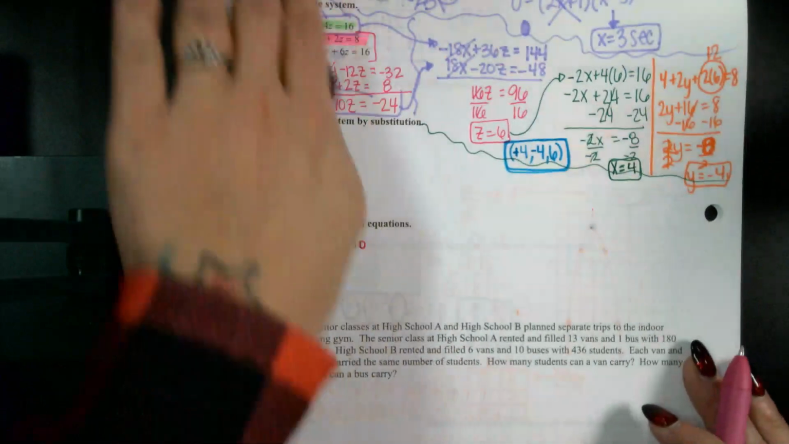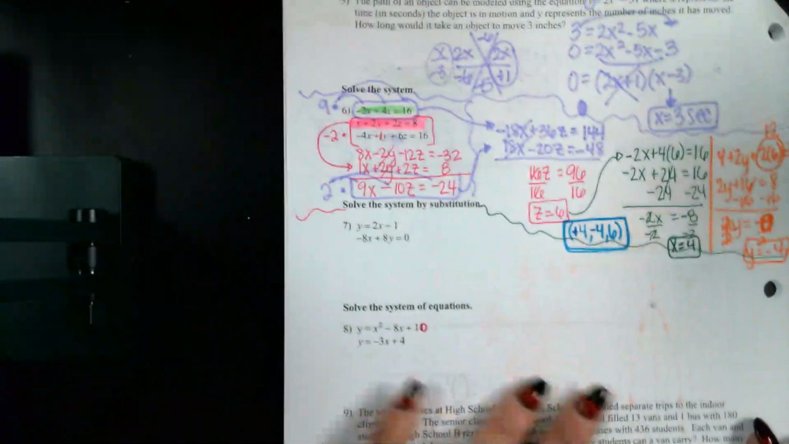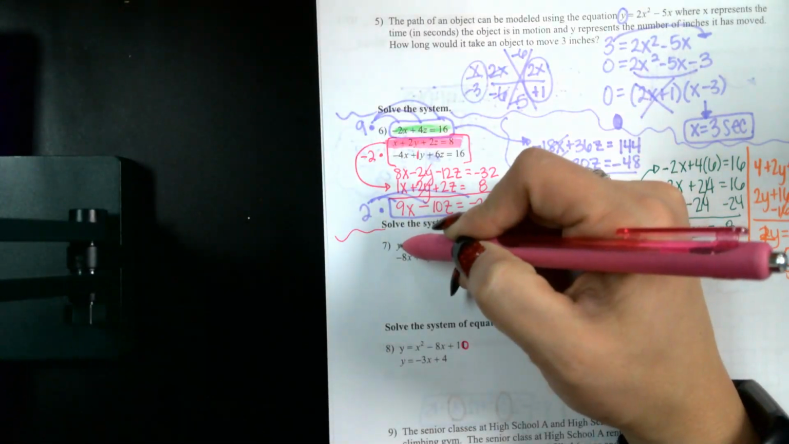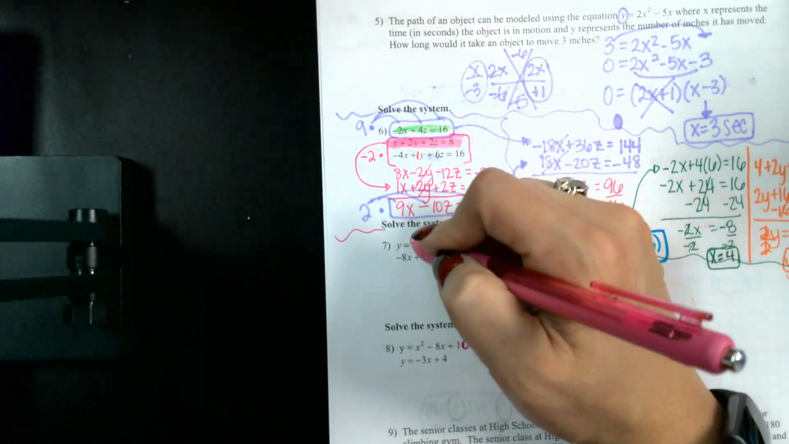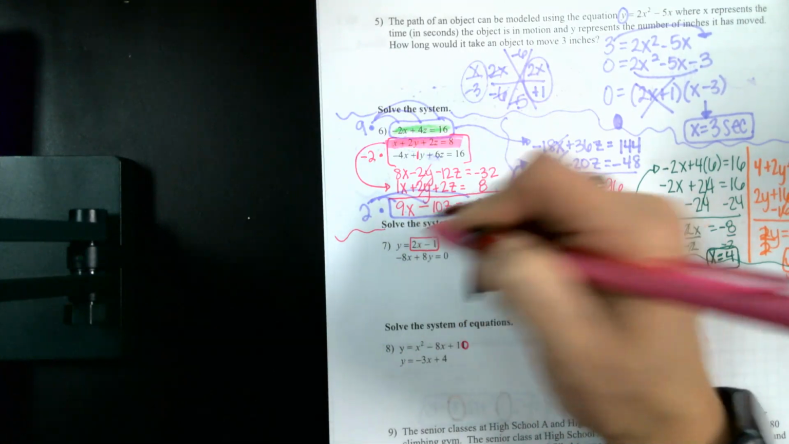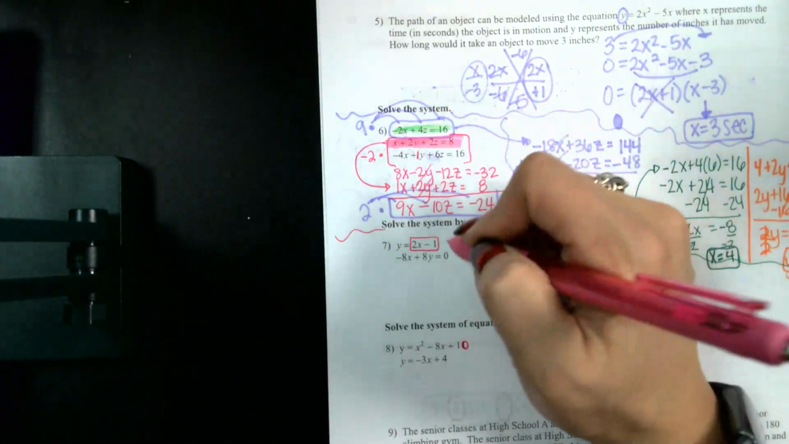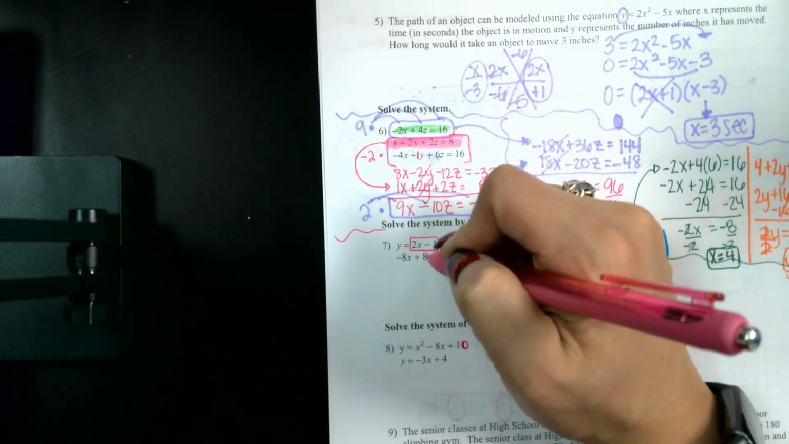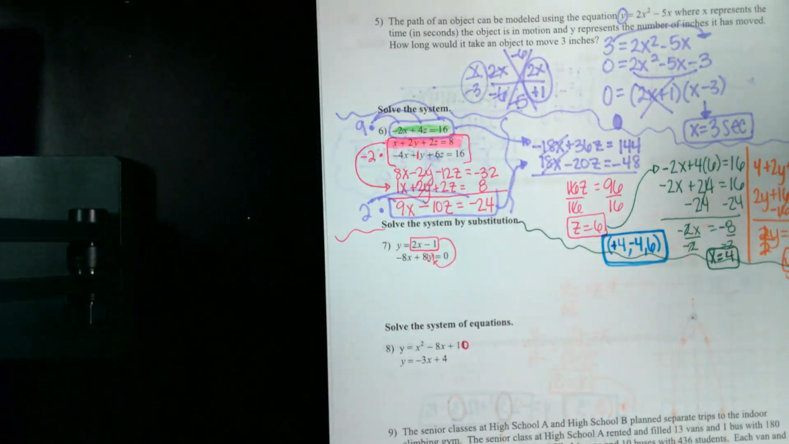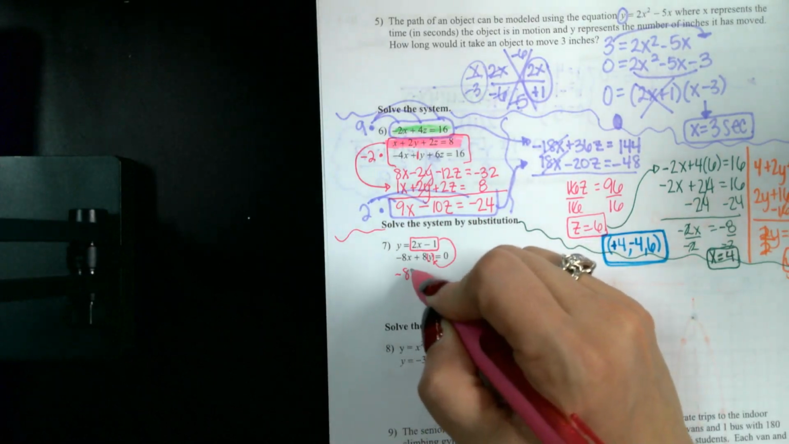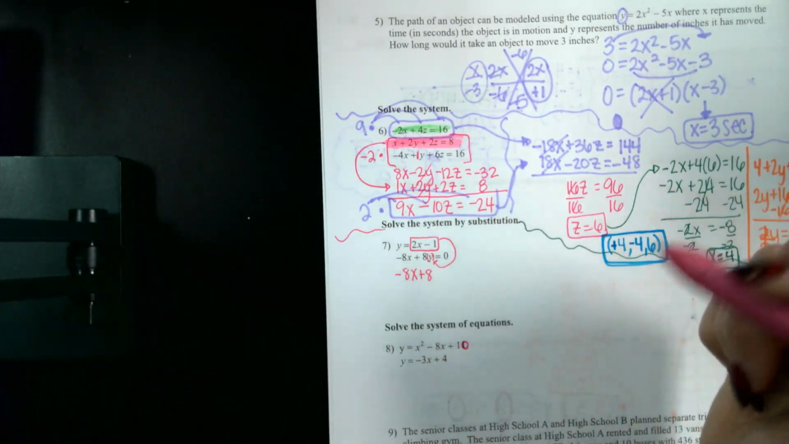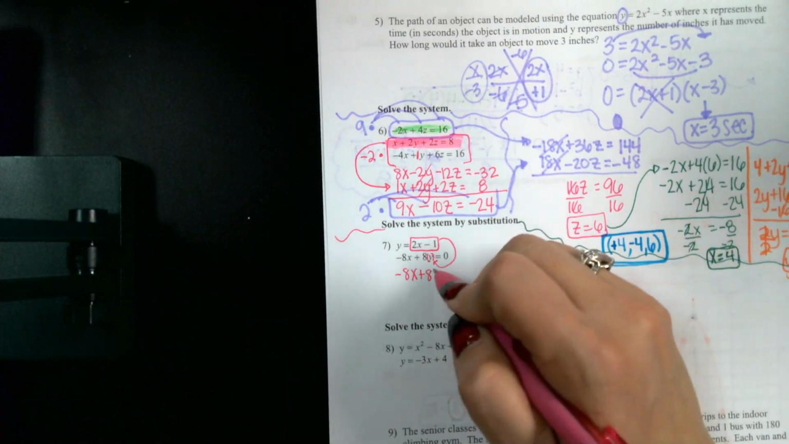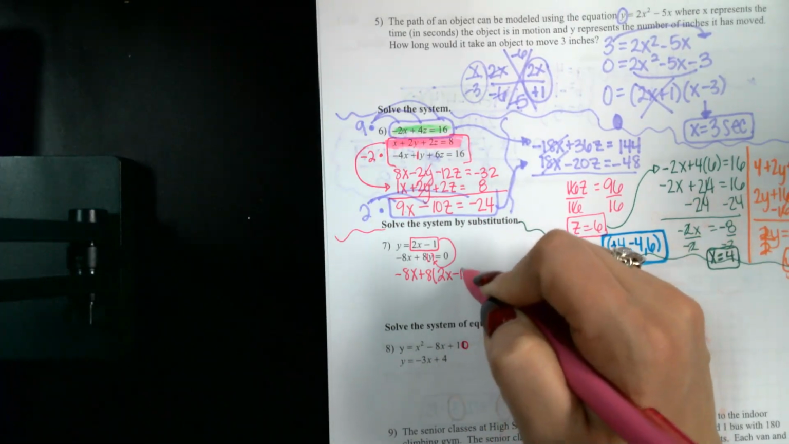All right, now number 7. 7 says to solve using substitution. Okay, so watch. Look up here. See how this says y equals and the y is by itself? We're going to take this piece, the 2x minus 1, and we're going to plug it into the bottom equation where that letter y is. So I would write negative 8x plus 8, but then instead of putting the letter y, you're now going to plug in 2x minus 1.